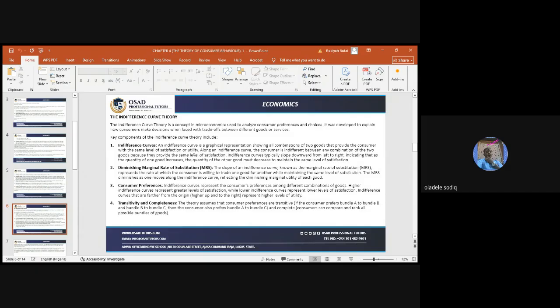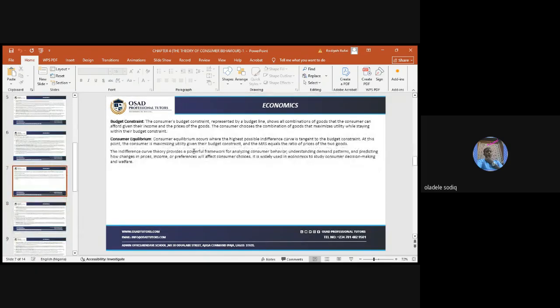To shift to a particular commodity that can give you the satisfaction that you want. Another one again is our budget constraint. The consumer budget constraint is represented by the budget line. It shows all combinations of goods that the consumer can afford given their income and the prices of the goods. The consumer chooses the combination of goods that maximizes utility while staying within their budget constraint.